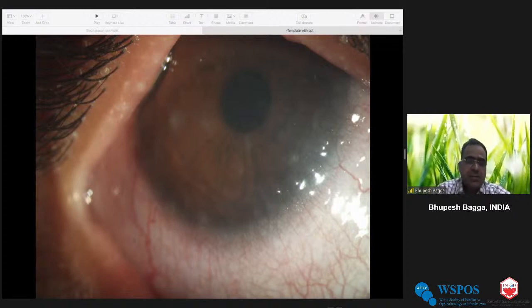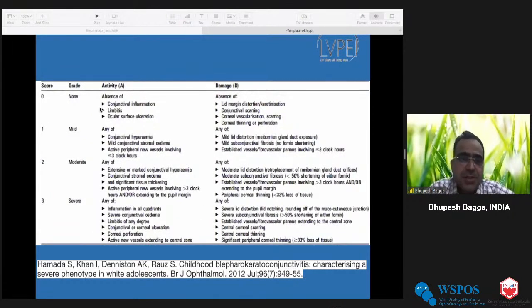So this has been scored in terms of activity and damage. If you have absence of conjunctival inflammation or limbitis or ocular surface ulceration, we call this grade zero or grade none, followed by mild, where you have conjunctival hyperemia or mild conjunctival stromal edema or active peripheral new vessels involving less than 3 clock hours. Moderate is if you have more than 3 clock hours of active peripheral vessels along with extensive or marked conjunctival hyperemia. This is called moderate, or gives you a score of two, followed by severe.